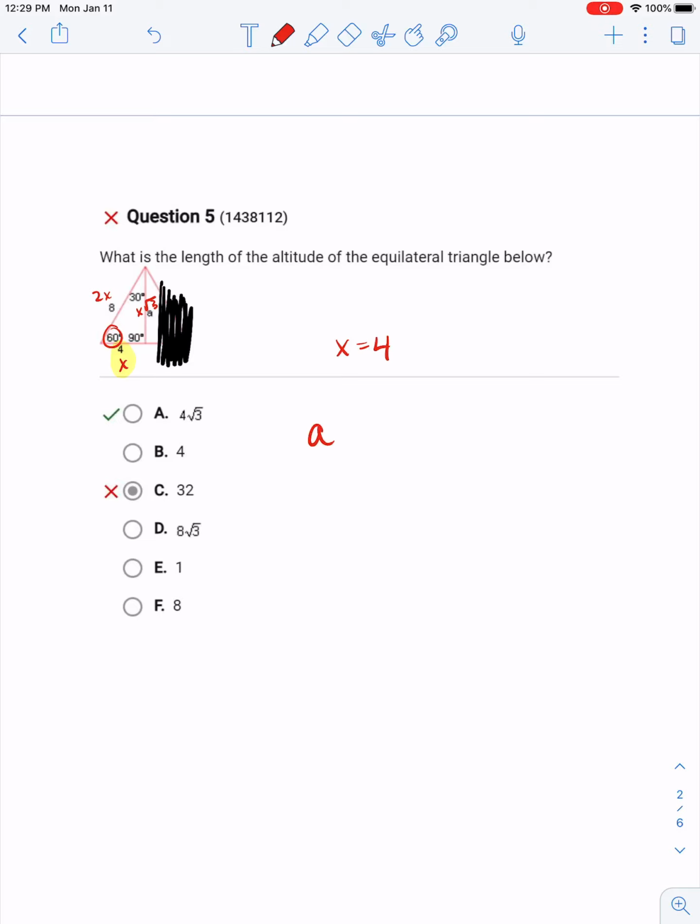And then to find A, this length right here, I know A is equal to x radical 3, or x square root of 3. So all I have to do is take that 4 and plug it in for x. So we have 4 times the square root of 3. Now that doesn't really simplify. There's nothing to cancel out with a radical, so that's actually your answer, and you'll find it right there.